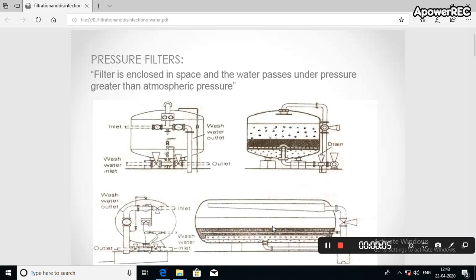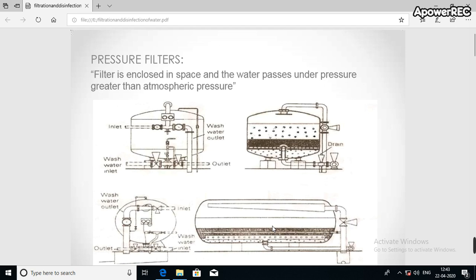In our last class, we were talking about water filtration with the help of the gravity filter. Now, we will be talking about the pressure filter. Obviously, the term pressure in the name of the pressure filter indicates that this is generally a filtration driven by pressure, and that pressure will be greater than the atmospheric pressure.